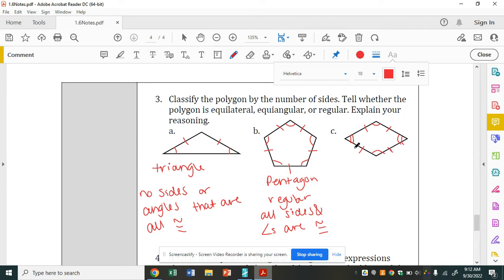We like the little angle mark that you use before when you're writing an angle, that's what I'm using here. And then C, we have 4 sides here, so we know that's a quadrilateral. And then based on the markings here, we have 4 sides that are congruent, so we know that's equilateral. But my opposite angles are congruent. They're not all 4 the same measure. So this is only equilateral because all sides are congruent.